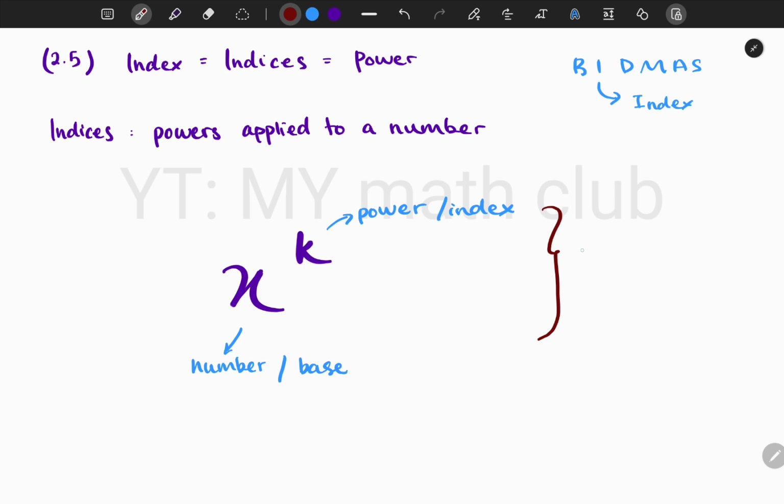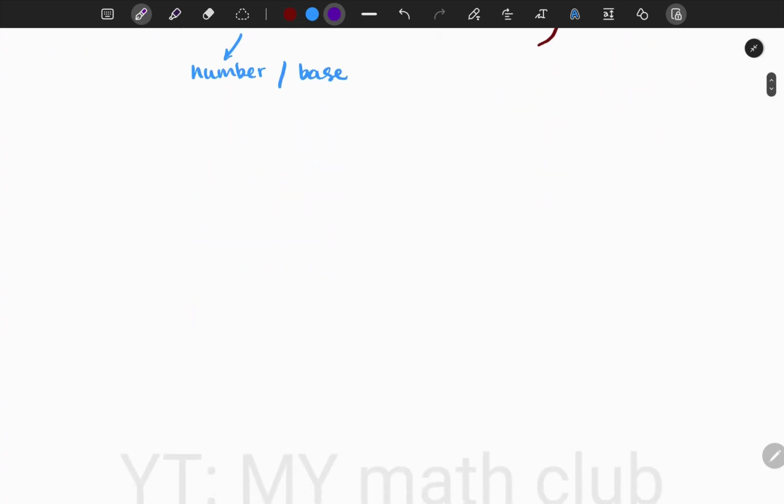Notation here just means math language. It is how we write to represent mathematical formulas and expressions. And so now that you have learned these 3 new words, let's actually get started with the math.